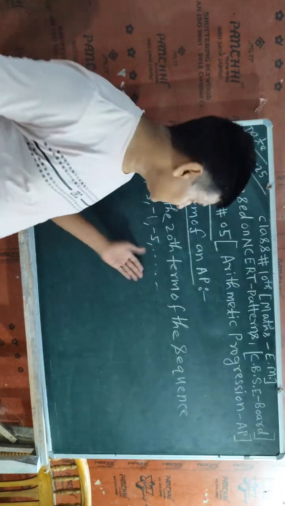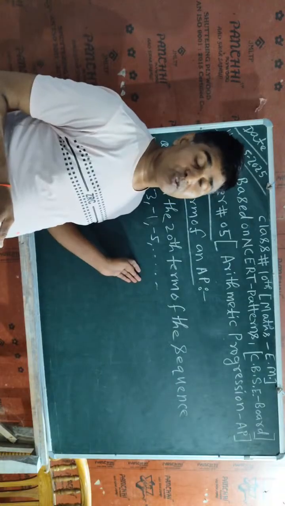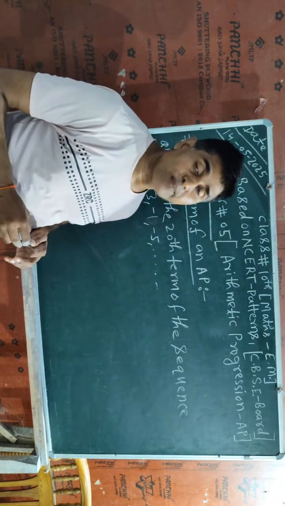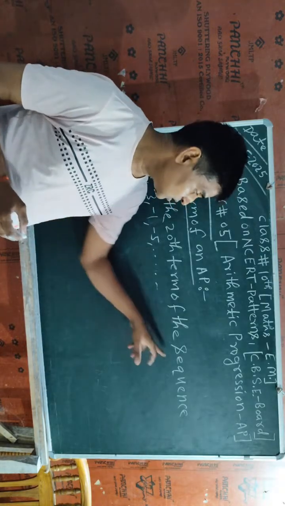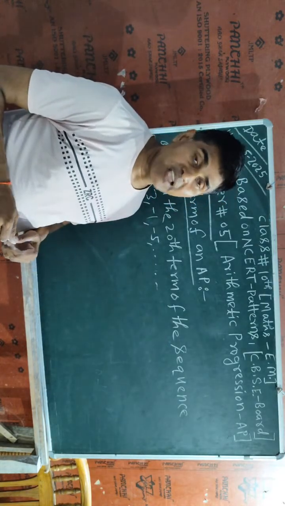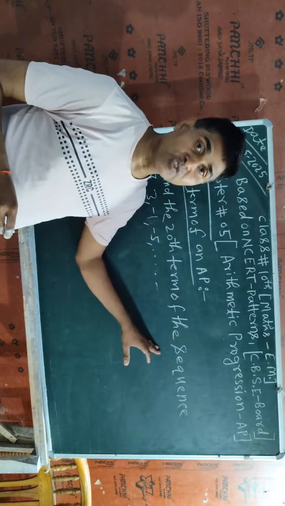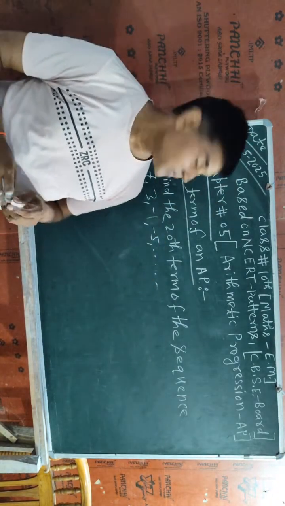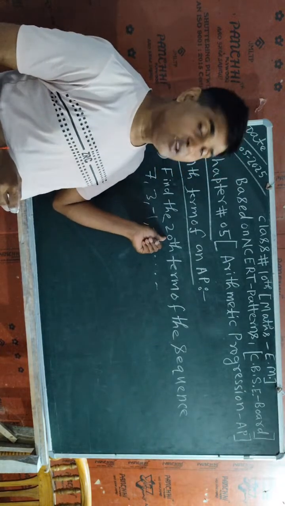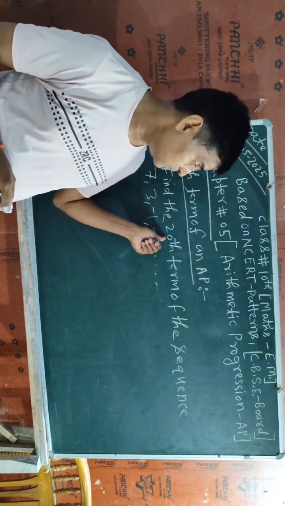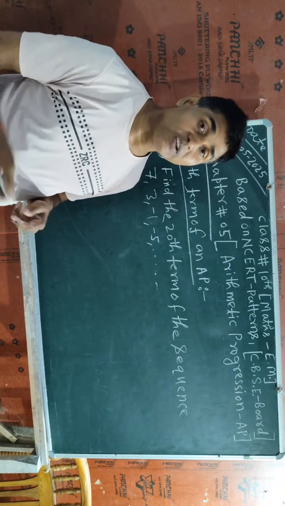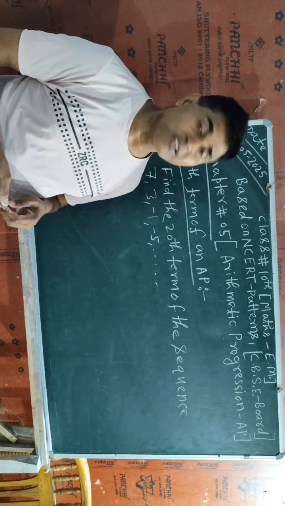Now this question is given, and it is not mentioned here whether this sequence is an AP or not. First of all, we have to decide whether this sequence is an AP or not. If the sequence is in AP, then I will get its nth term. The value of n is given here, 20. So the nth term is calculated by the formula a plus (n minus 1) into d.